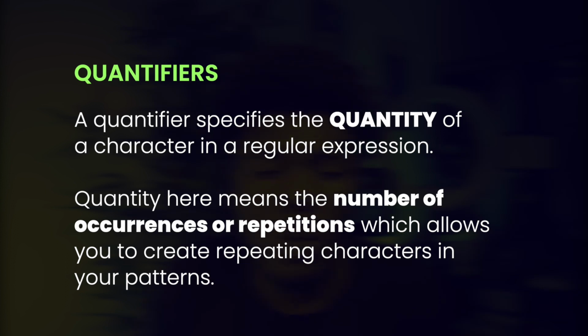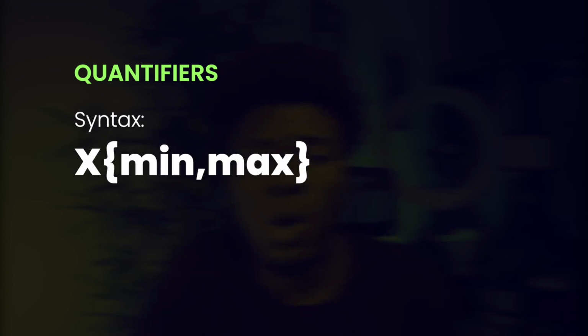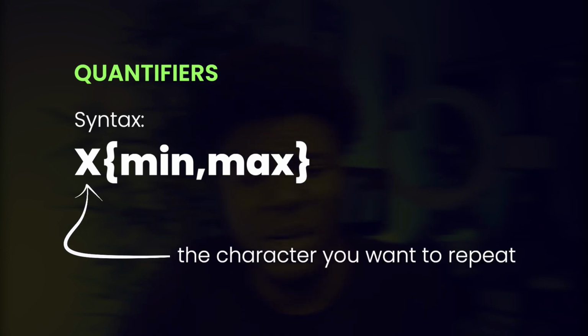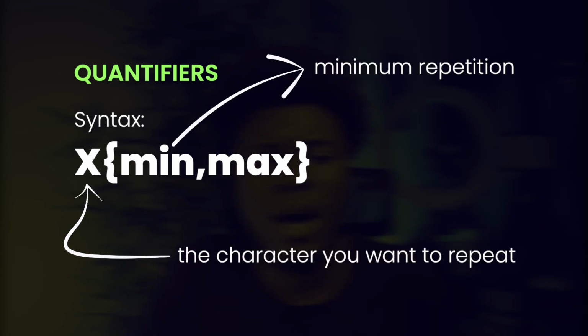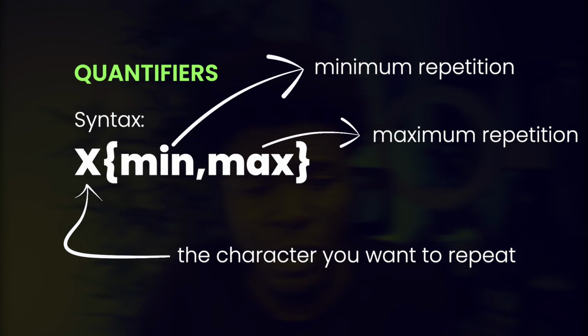Quantifiers specify the quantity of a set of characters, and quantity here means the number of occurrences. So with quantifiers, you can create repeating characters in your patterns. Quantifiers are created with curly braces, and the syntax is you have the character that you want to repeat, and then in your curly braces you have the minimum occurrence or the minimum repetition, you have a comma, and then you have the maximum repetition. The maximum is optional, so you don't always have to provide it.